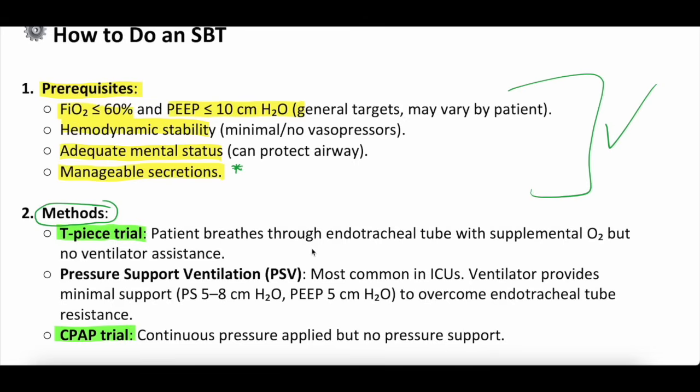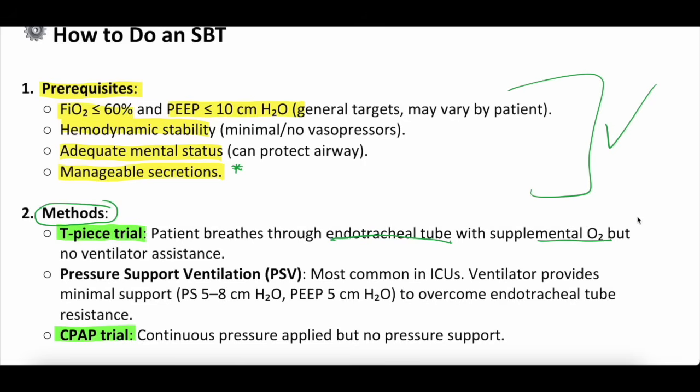But starting with the T-piece trial, this used to be much more mainstream. We personally don't really do T-piece trials. We've maybe done it once or twice for kind of weird, unique situations. But in general, we don't do T-piece trials. And what a T-piece trial is, you literally take someone off of the ventilator and you let them breathe through their endotracheal tube just hooked up to supplemental oxygen. There's no ventilator assistance at all. There's no PEEP. There's no inspiratory pressure. There's nothing. They're breathing through the endotracheal tube hooked up to wall oxygen.